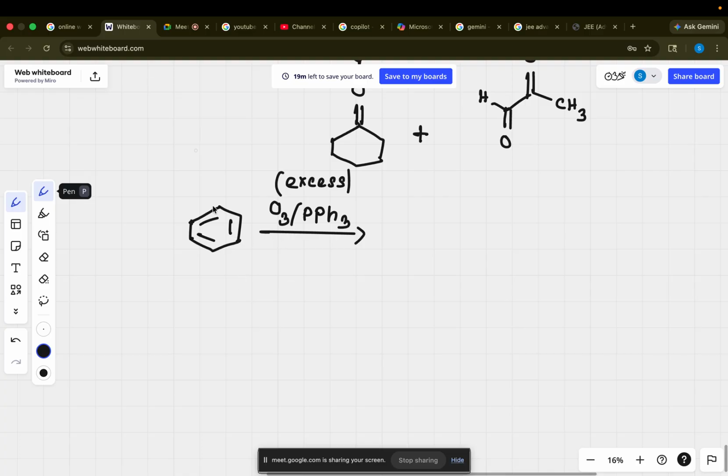Okay, so what will happen? The double bond will break. So attach one oxygen to this side and one oxygen to this side. Then here also you have a double bond, so break this double bond and attach one oxygen to this side and this side. Break this double bond also, so one oxygen to this side, one oxygen to this side.